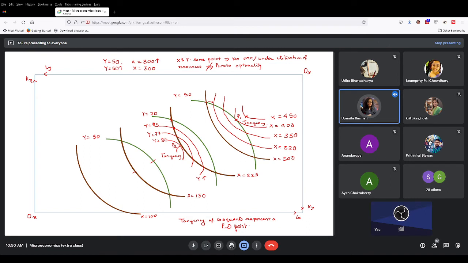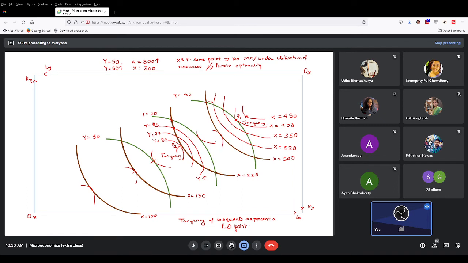Yes, sir, like at the tangency of even the third set of X isoquants, 150, X equal to 100. Can we have a Pareto optimal point over here when Y is equal to 90? Yes, sir. Now simply X is tangent. Right? Here also we have this.